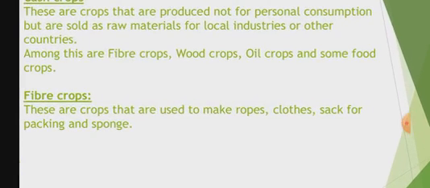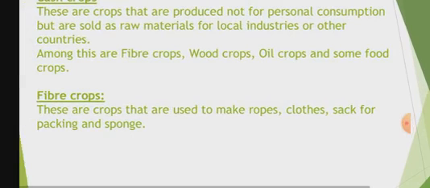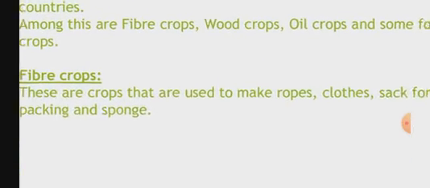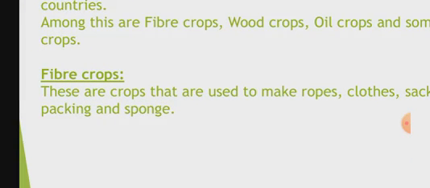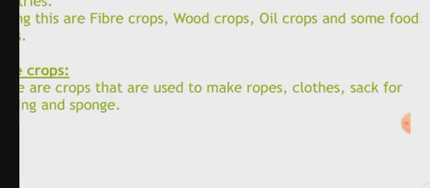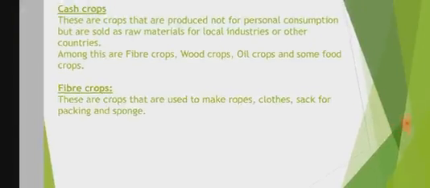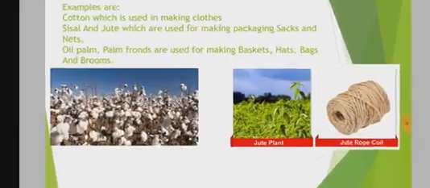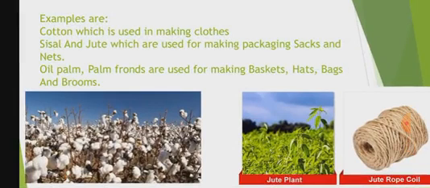Among these are fiber crops, wood crops, oil crops, and some food crops. So fiber crops is a cash crop. These are crops that are used to make ropes, clothes, sacks for packaging and sponge. Examples of fiber crops are cotton, sisal and jute. We also have oil palm and so on.